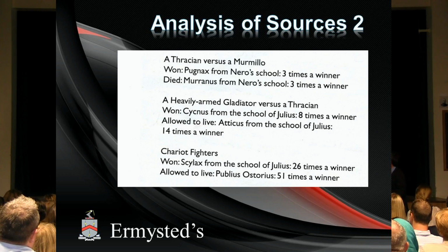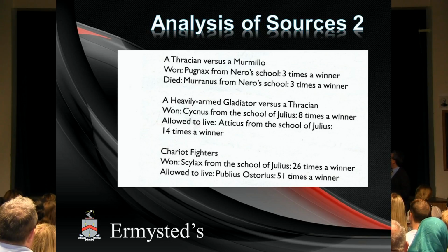So you can actually see that you've got different types of gladiator. A Thracian versus a Milo. One Pugnax, 3 times a winner, died. Muranus from Nero's school, 3 times a winner. Okay, that's sad. But then you get on to the next ones, and you've got heavily armed gladiator versus the Thracian, won: Cycnus from the school of Julius, 8 times the winner. Allowed to live: Atticus from the school of Julius, 14 times the winner.